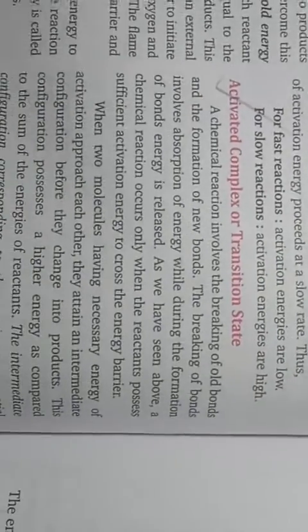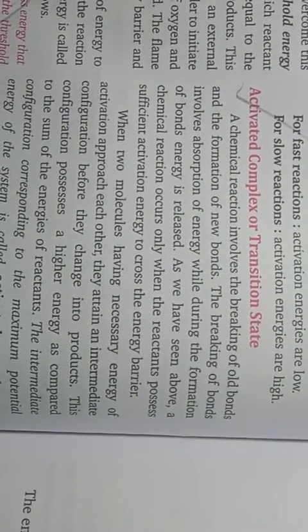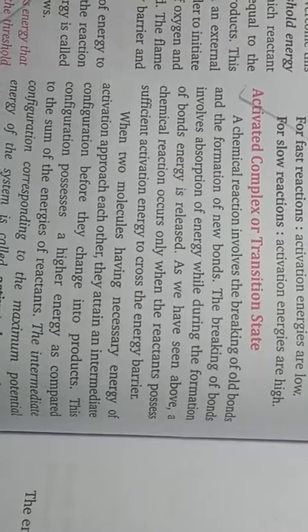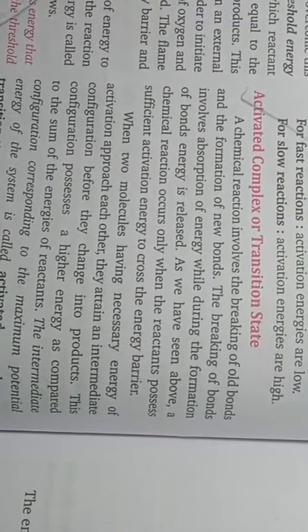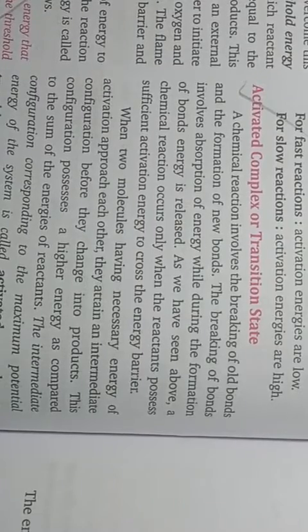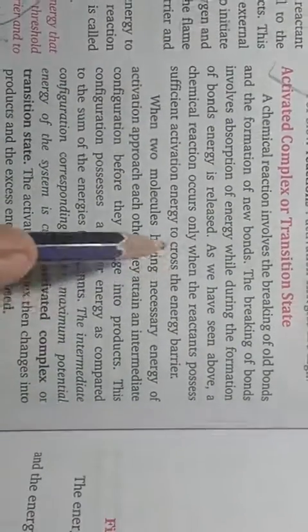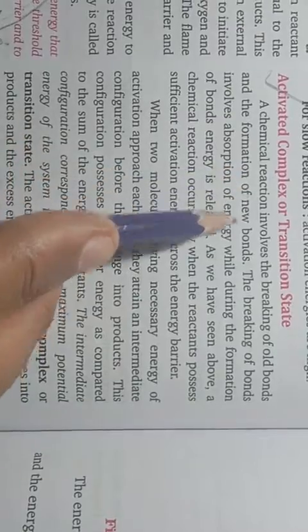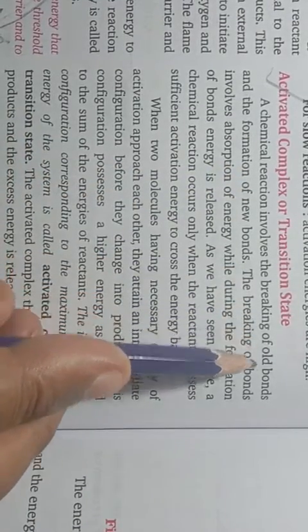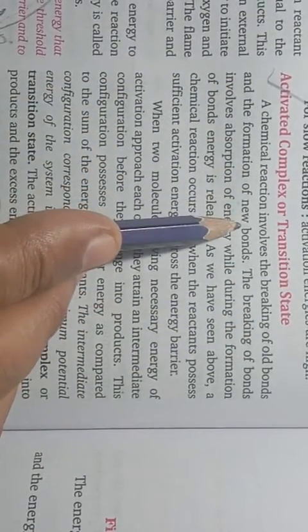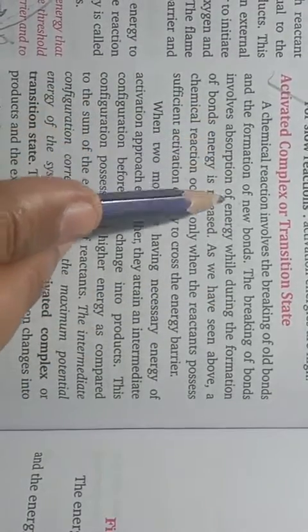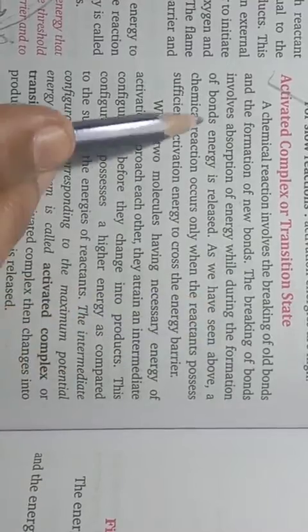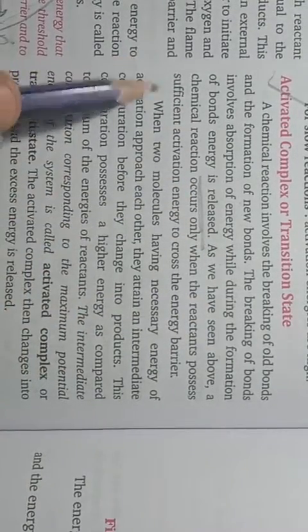The next is activated complex or transition state. Activated complex or transition state. So according to this concept, a chemical reaction involves the breaking of old bonds and the formation of new bonds. The breaking of bonds involves absorption of energy, while during the formation of bonds, energy is released.